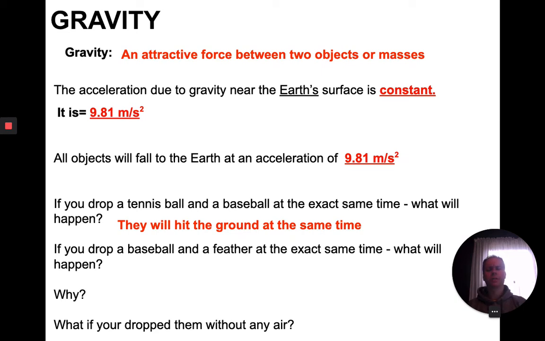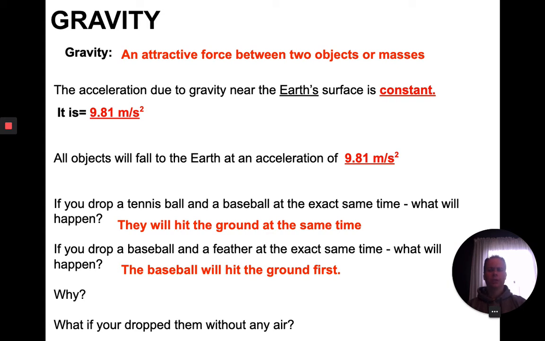But let's take another example. What if you have a baseball and a feather? I just said that all objects drop to the earth because of gravity at the same rate. But what would happen if I dropped a feather and a baseball? Obviously, the baseball is going to hit the ground first, and the feather is going to take much longer to hit the ground. So why?